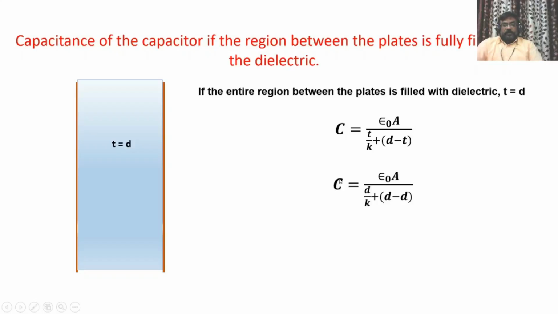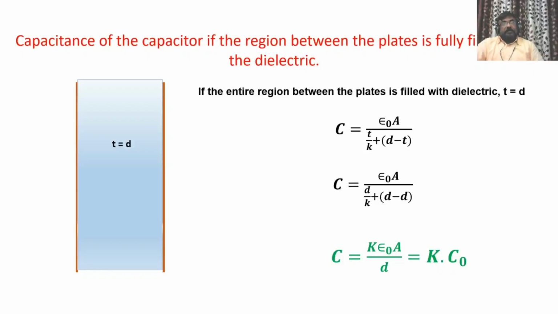So C is equal to epsilon 0 A divided by D by K plus D minus D. D minus D is 0, and finally the new capacitance is given by K into epsilon 0 A divided by D, and that is equal to K into C0. Therefore, by introducing a dielectric slab in between the plates whose thickness is equal to the spacing between the plates, the capacitance of the capacitor becomes K times.